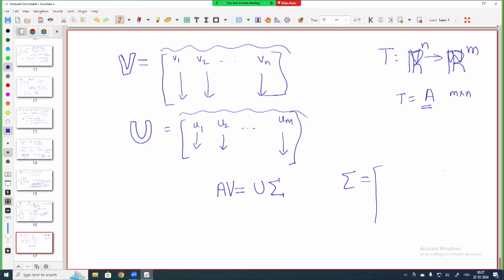So sigma will turn out to be an m cross n diagonal matrix. You can't quite call it a diagonal matrix, but this fellow is sort of the norm of TV1, norm of TV2 and so on. At some point it will end, and then the rest of the matrix is all zeros. So there will be r of these guys. And this particular form is what is called the singular value decomposition.